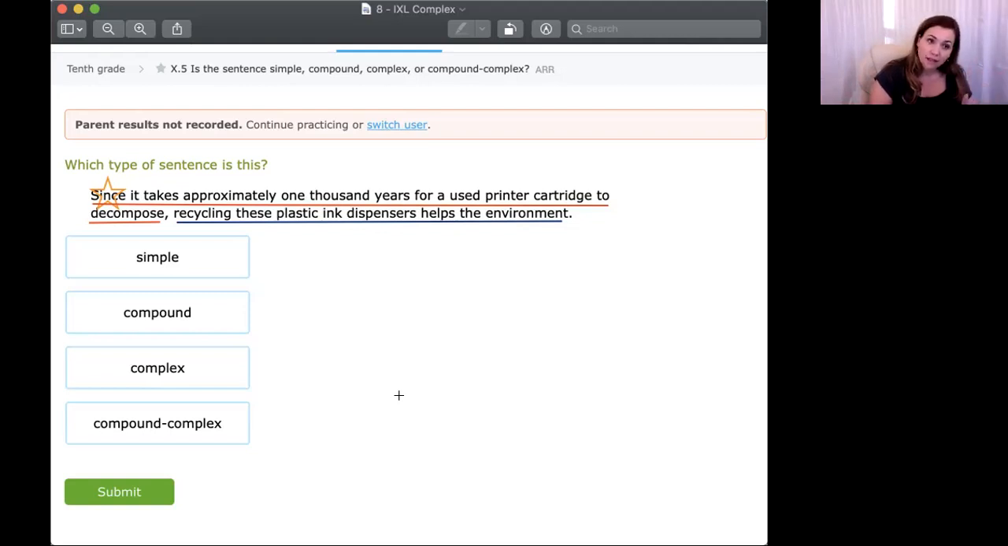Now I'm going to look at the next aspect of this. Recycling these plastic ink dispensers helps the environment. That's a complete independent clause. That's a standalone sentence. So guess what? That is absolutely a complex sentence. And if we look at our sentence frames that we did, which one does this fit? Does it fit our first example, our second example, or our third example? I'll give you a second to look at your complex sentence notes that we just finished and see if you can determine which sentence frame this one fits into.